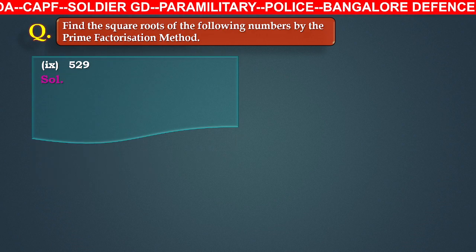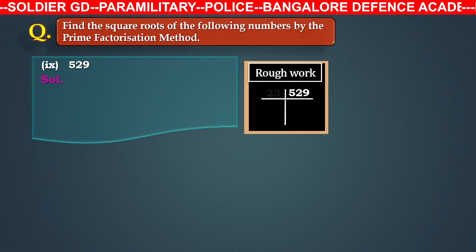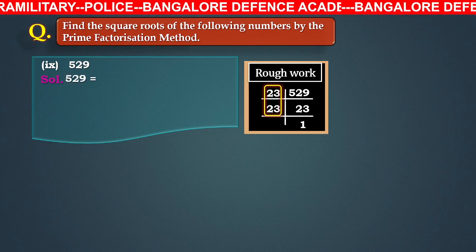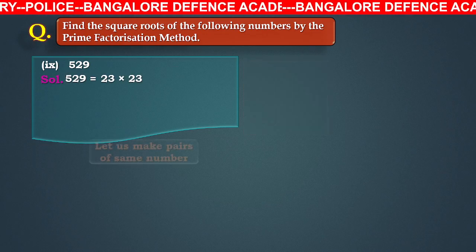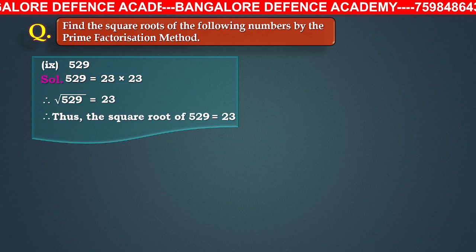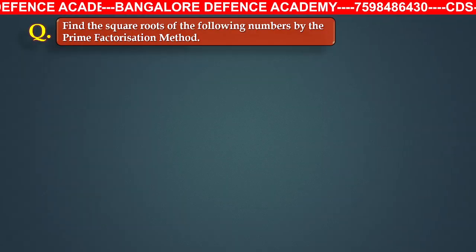Okay, remember this. Next, 529, it's easy, a small number, 23 and 23. So if I multiply this 23 and 23 here, from this pair I'm going to take one outside, that is 23. The square root of 529 is 23.